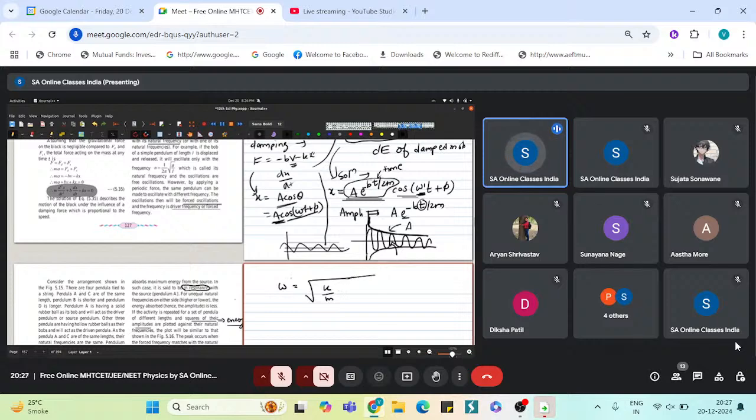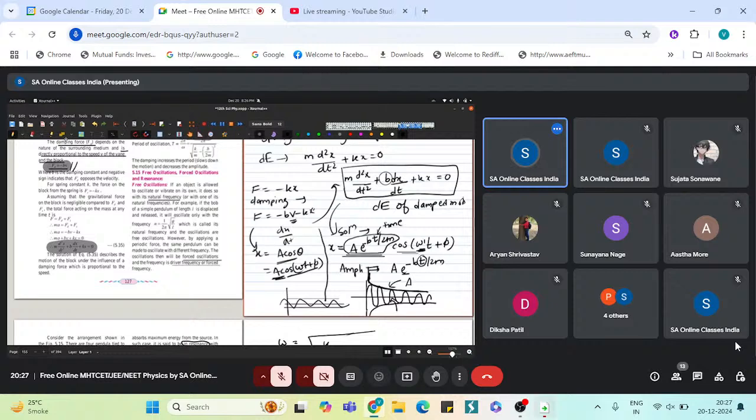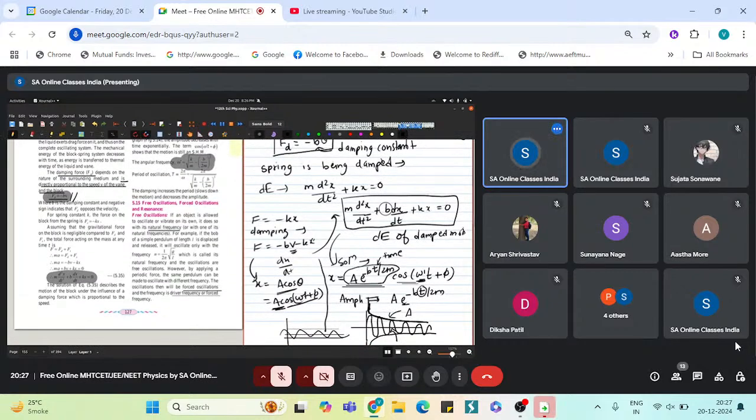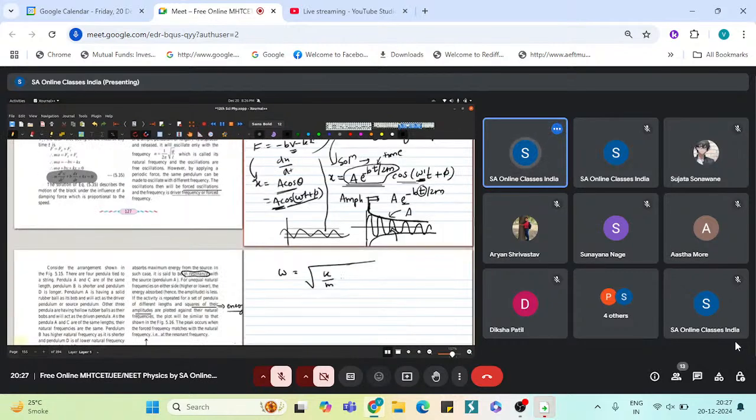And now there will be an additional term, which is minus (b upon 2m) squared. So this is the omega dash, sorry. This is the regular omega, root of k upon m, and because of damping, there is the additional negative term, minus (b upon 2m) squared. So this just means that omega dash is going to be less than omega.